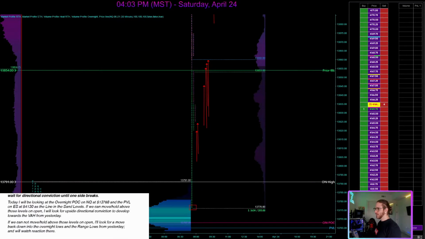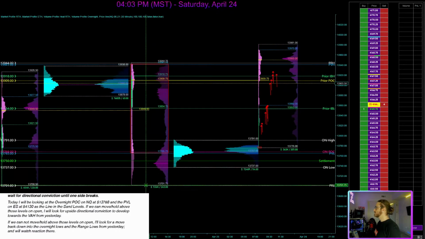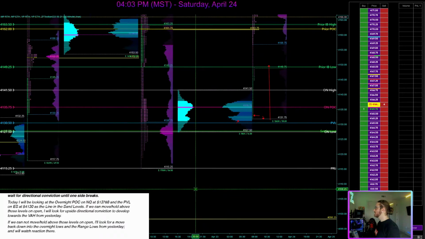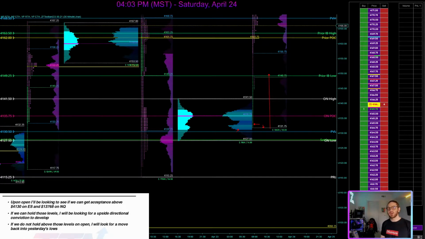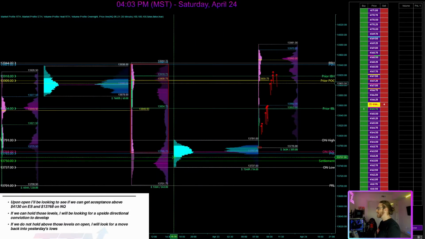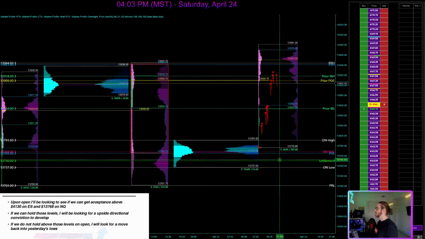So as I said, I was looking at those levels as the line in the sand levels, and if we could not move and hold above those levels on open, I was looking for a move back down into the overnight lows and the range lows from Thursday's session, which is down toward that 13.7 level and the 41.15 level on ES. So let's move down into the scenarios. Just to reiterate, upon open, I was looking at 41.30 and 13.768 as my line in the sand levels. As we just discussed, 41.30 held like a rock as support for the day, and as did 13.765, 13.766, the overnight POC prior value low level.